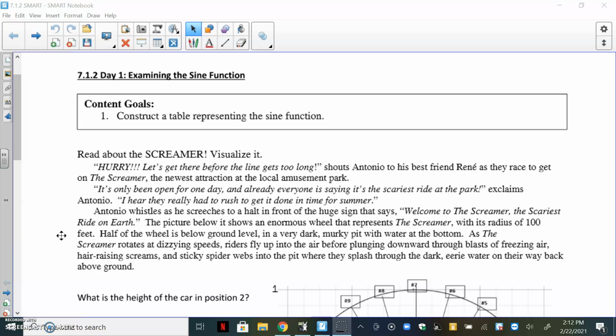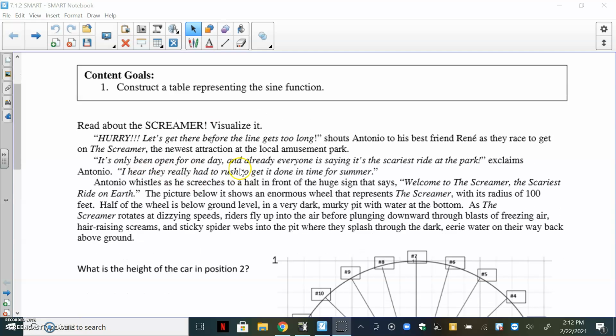Our goal for today is to construct the sine table. Okay, so the table representing the sine function. The way we're going to do that is by visualizing this ride. It's a ride called the Screamer, and you can read this description about it.